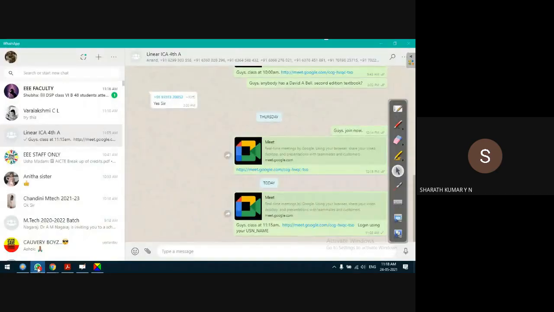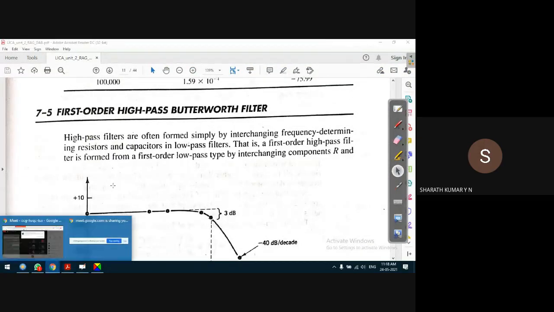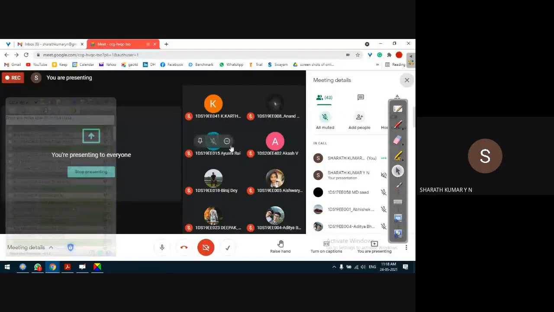We'll continue the discussion on the filters. So last class we discussed the first and second order low pass filters. So now we'll discuss high pass filter, of course, first and second order high pass filter.